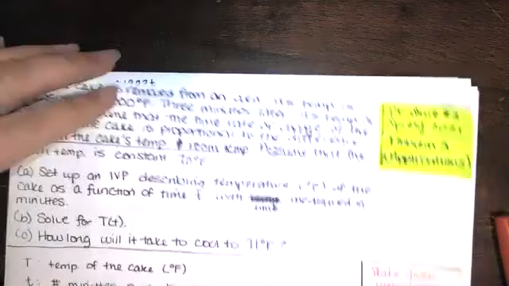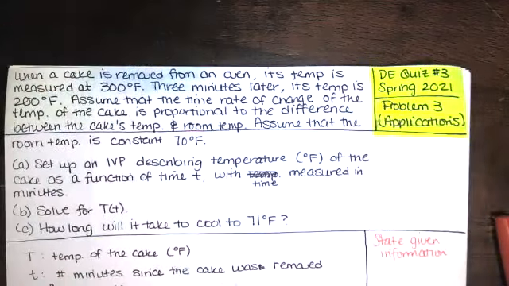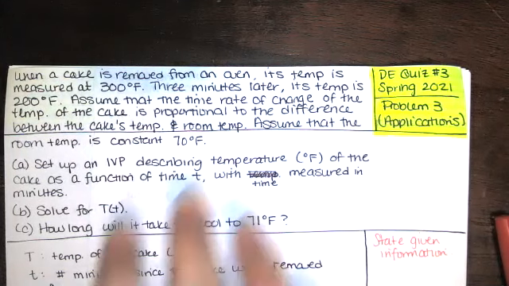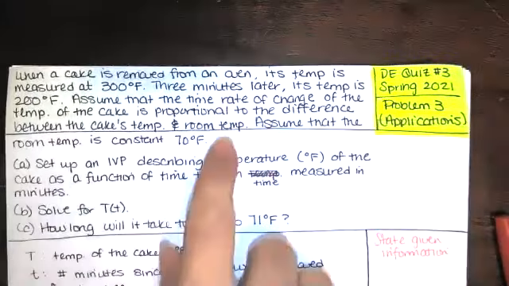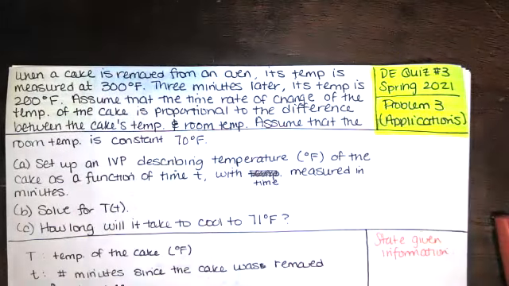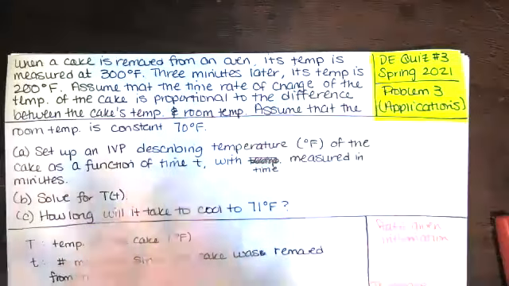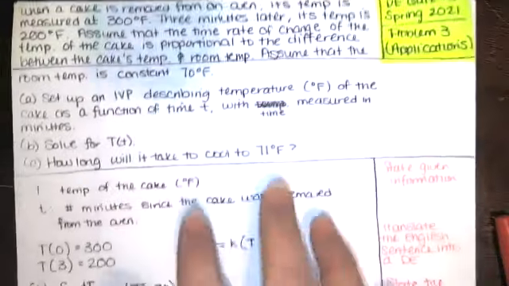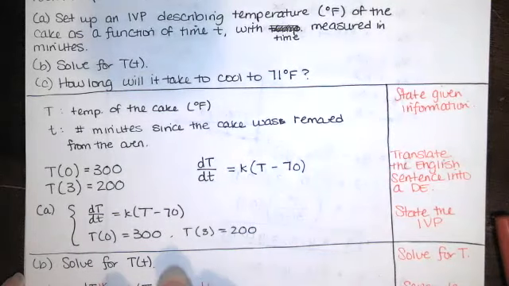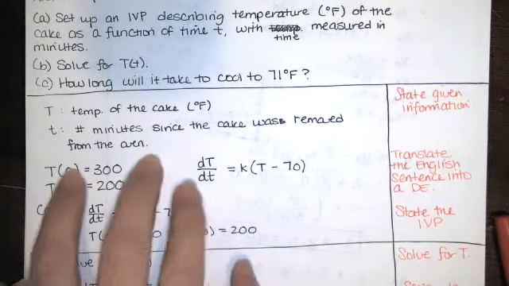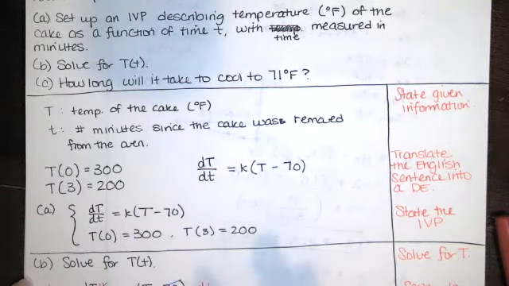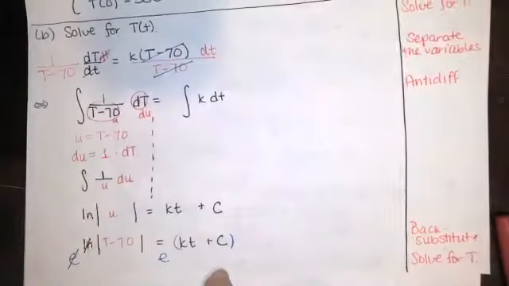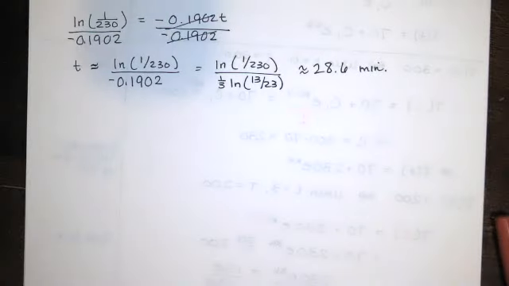And so that is that application problem from quiz number 3. Again, we just look for the given information. We take the statement in the problem statement, and we write it as a differential equation. And then once we have the differential equation and these conditions, we've got our IVP. So then we solve the differential equation, happens to be separable, so we separate the variables.